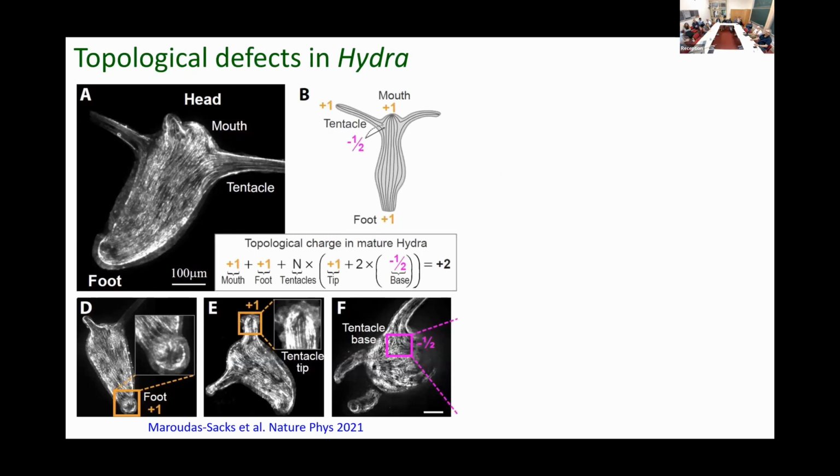Okay, so now we're going to go in depth into Hydra. Hydra, on the left, is a small freshwater animal. It has a simple body plan: a head at the top, a foot at the bottom, and tentacles on the sides. It's covered by supercellular actin filaments. They cover the entire body, they're pretty long, and pretty continuous. And if we look more carefully, there are lines.